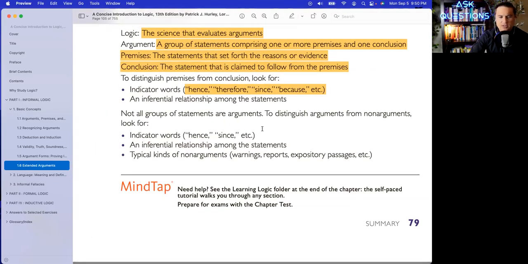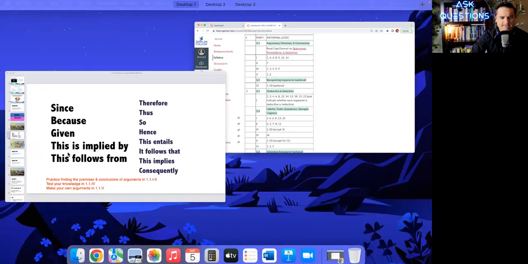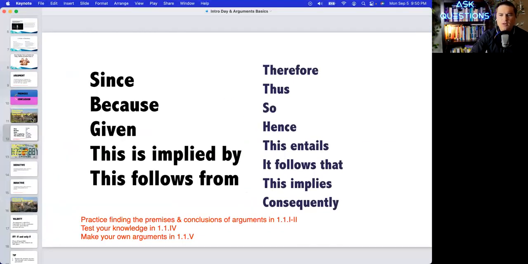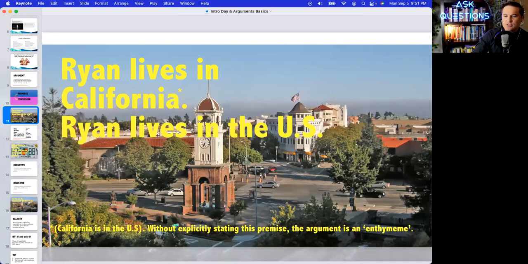All right, let's jump into new stuff. I want to start by comparing two arguments. Here's one that we already looked at before. Again, a not very interesting argument, but we'll use it to make a point. Premise: I, Ryan, live in California. Conclusion: therefore, I, Ryan, live in the United States.